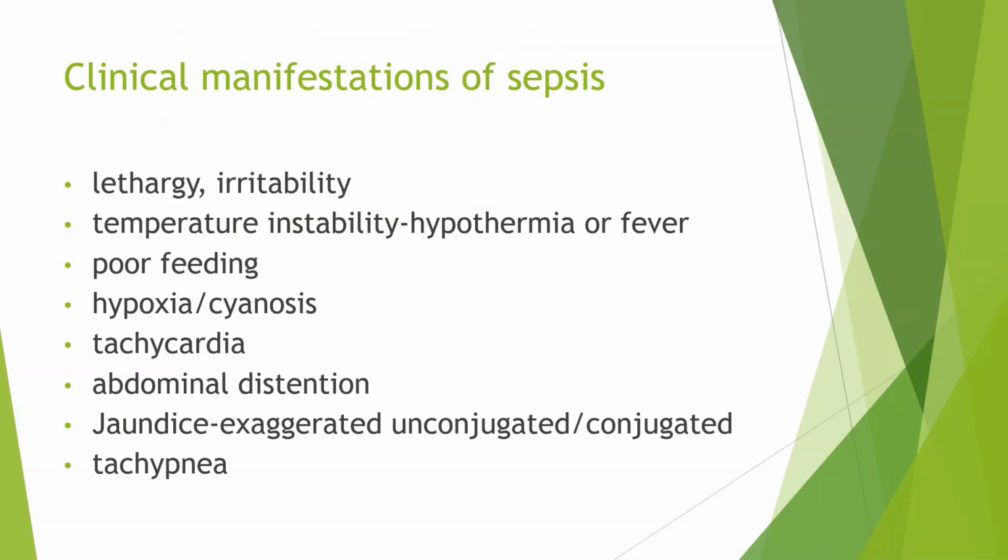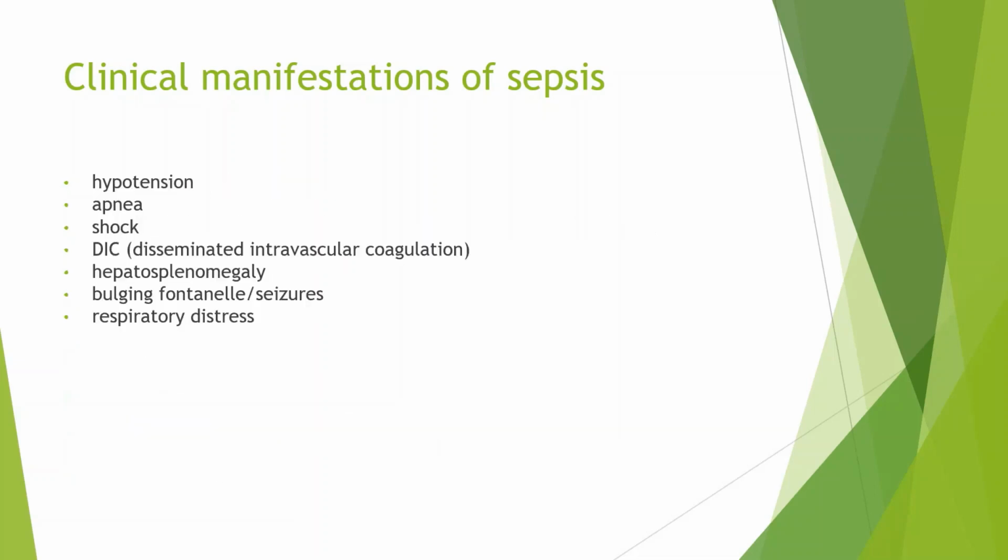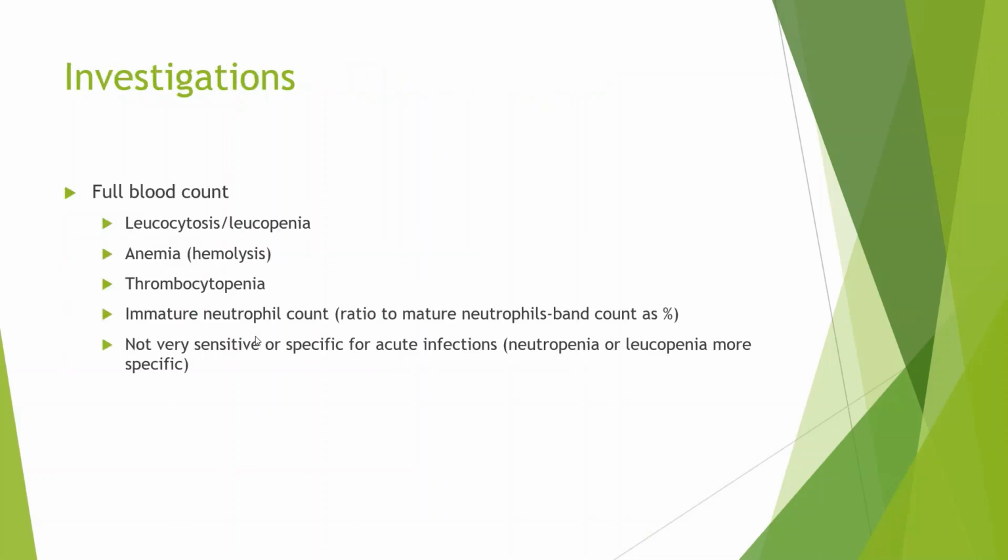So the clinical manifestations can present with lethargy, irritability, temperature instability, hypothermia or fever, poor feeding, hypoxia or cyanosis, tachycardia, abdominal distension, vomiting may be there, loose stools may be there, jaundice, exaggerated unconjugated or conjugated jaundice. Typically in urinary tract infections, you get conjugated jaundice and tachypnea. In clinical manifestations of sepsis, you may have hypotension, apnea, shock, DIC, hepatosplenomegaly, bulging fontanelle, seizures, and respiratory distress.